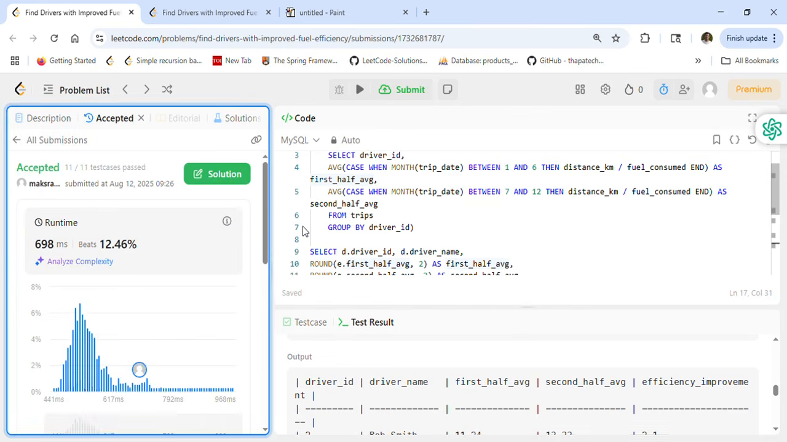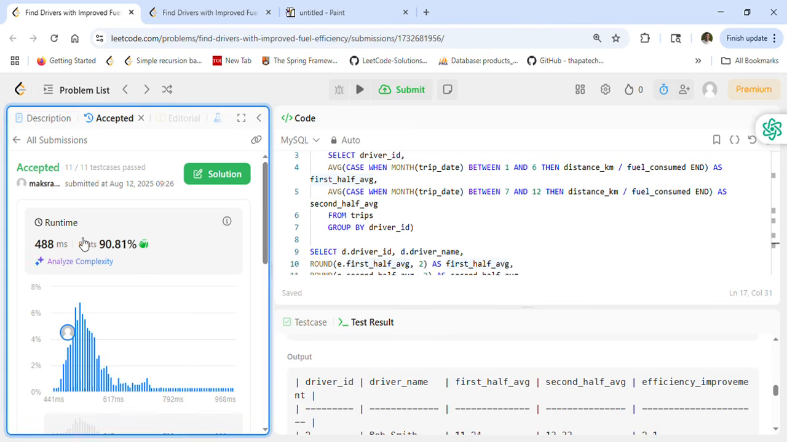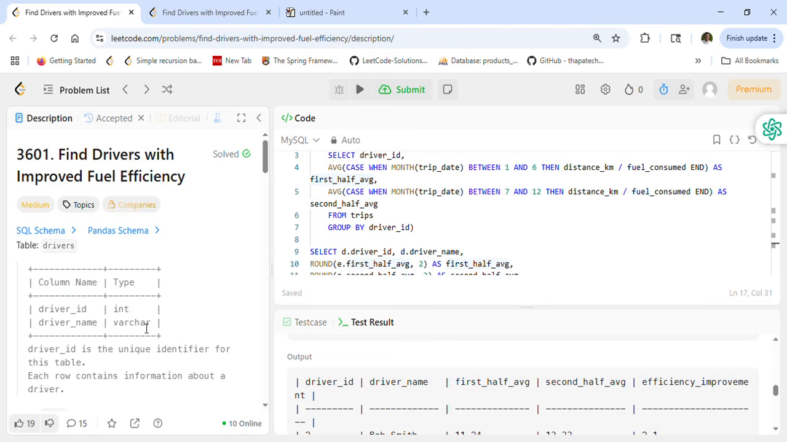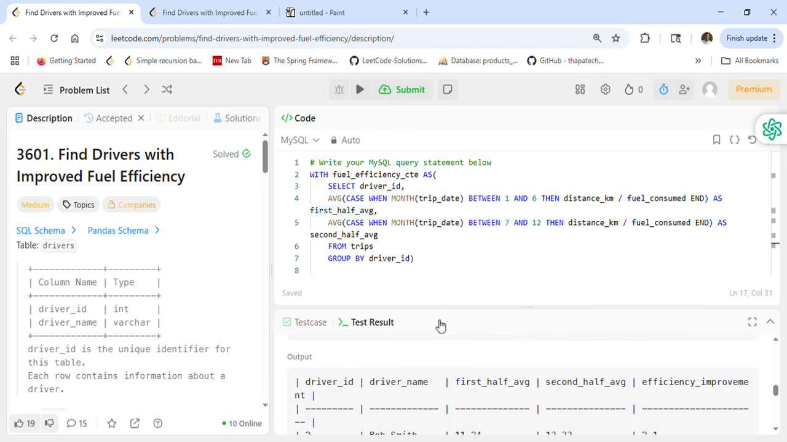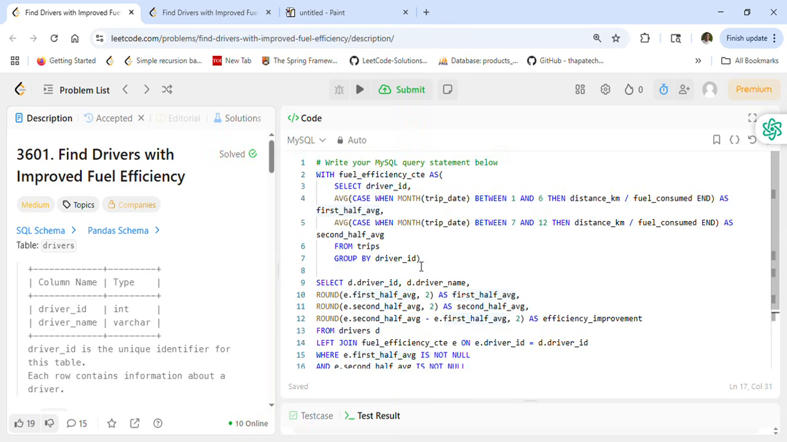As you can see, the query is accepted. The numbers are changing. I think let us try to resubmit our query one more time. You see the number changes. The query is almost 91% faster than other submissions, which is a pretty good query solution using MySQL to solve this important coding problem: 3601 Find Drivers with Improved Fuel Efficiency, a medium complexity coding question on Leetcode.